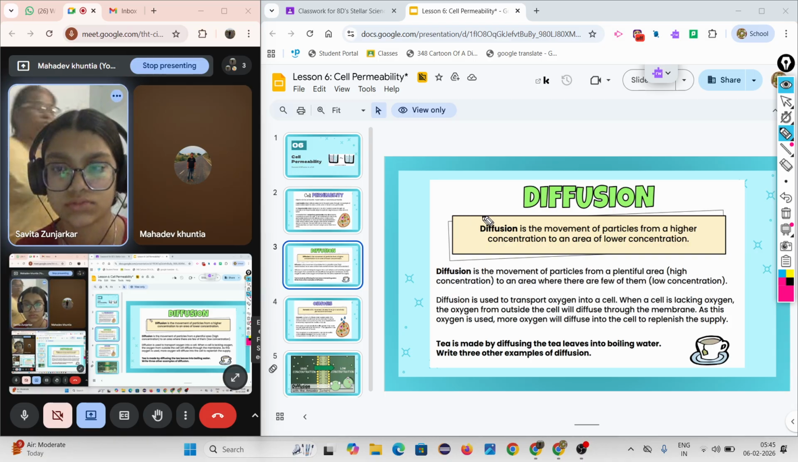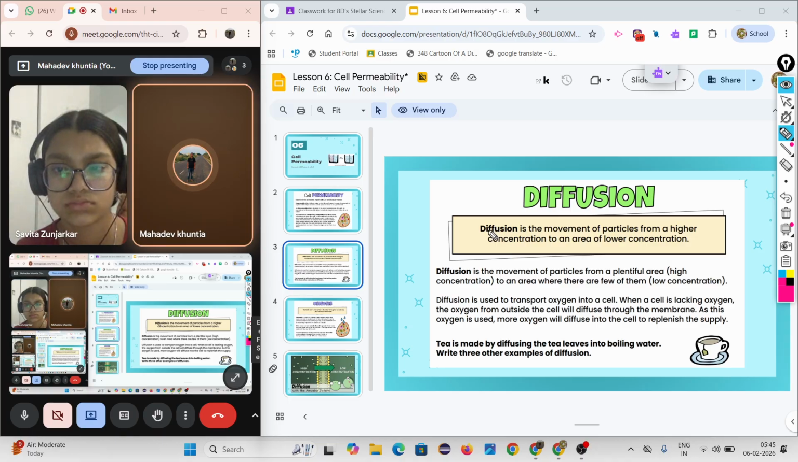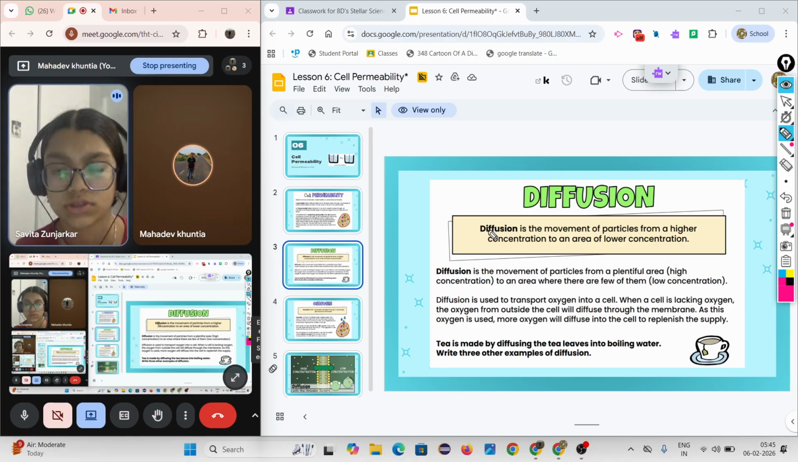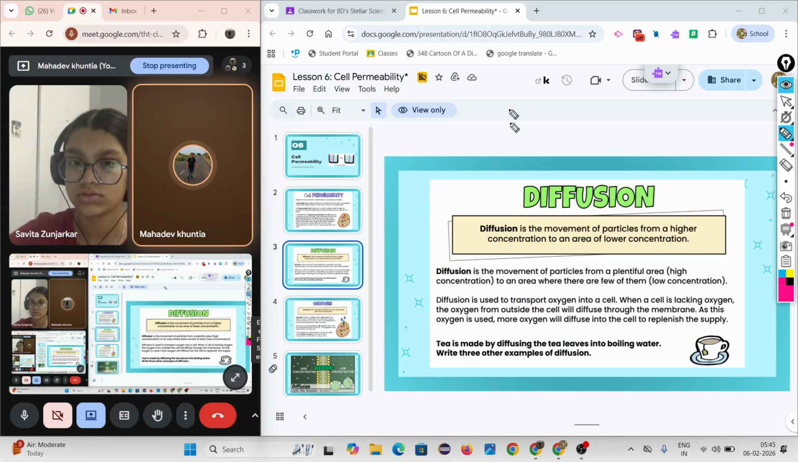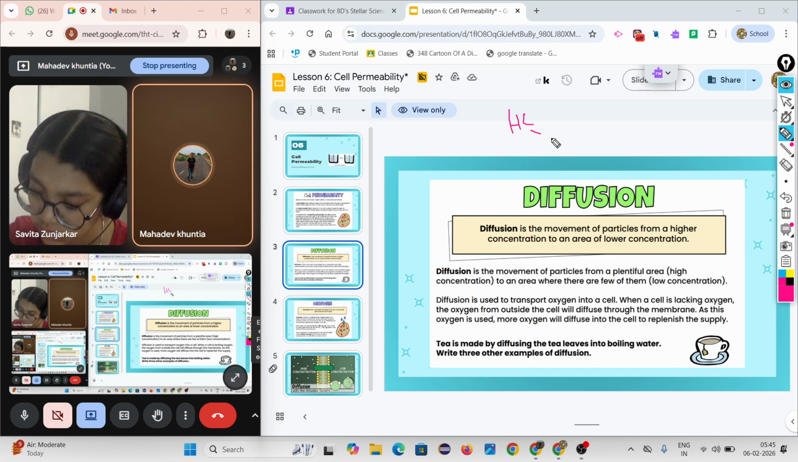Do you understand what this means? Can it be from a lower concentration to a higher concentration? No, it does not happen. Only from higher concentration to lower concentration.